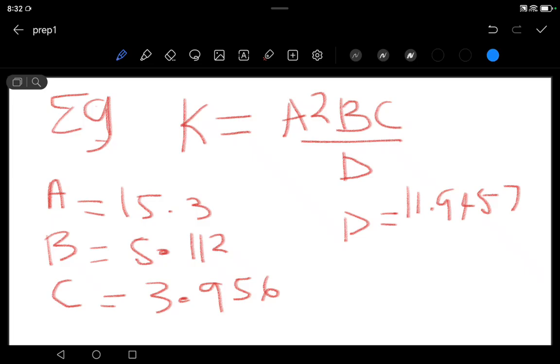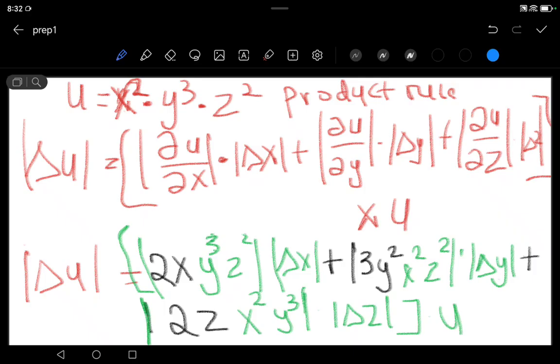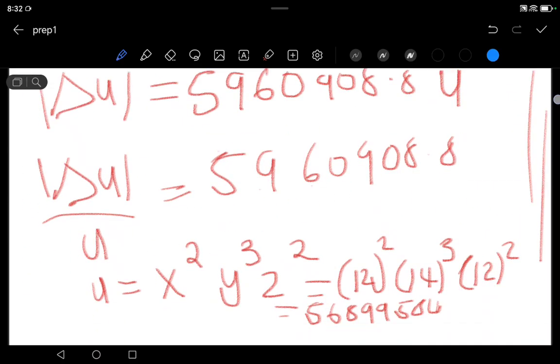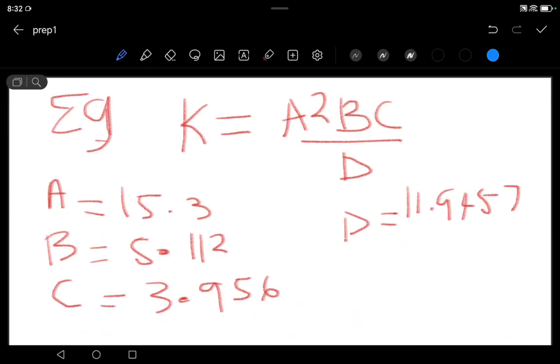Okay, so example 1.5, you're gonna do example 1.5, and then if you're stuck, you're gonna ask me a question. It's the same as this one, but here we were using x, y, z, and here they were multiplying. That's why we use the product rule. And then here, this A squared BC over D, it's more like what? Quotient. Quotient.